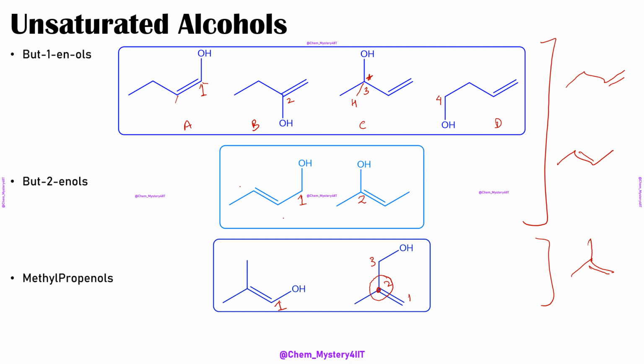So the total number of compounds for the unsaturated alcohols is going to be 8. 4 of these are but-1-enols, 2 of these are but-2-enols, and 2 of these are methyl propanol. So Y was equal to 8.